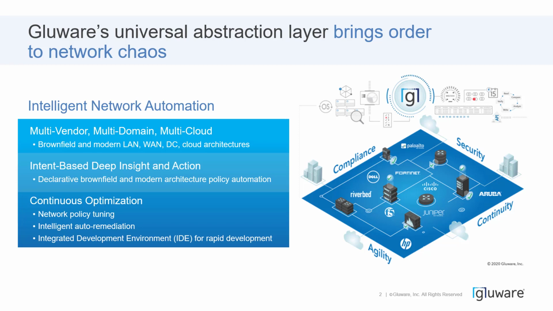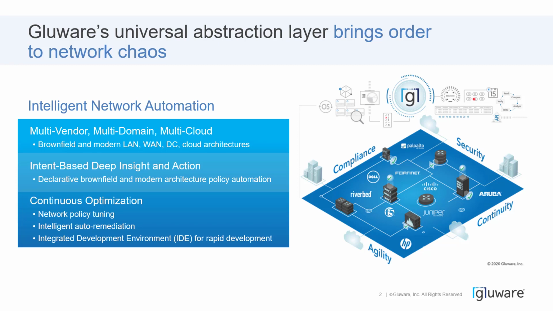Gluware is an intelligent network automation platform software. It is pure software, and it is intended to give you software control of your multi-vendor, multi-domain, and even now multi-cloud network. We're able to automate the brownfield, or the existing traditional CLI-based LAN, WAN, and data center, as well as modern API architectures. And through our Terraform vendor adapter, we're able to automate public cloud architectures as well.